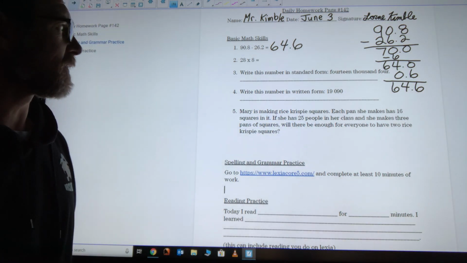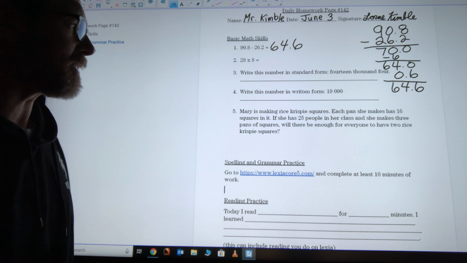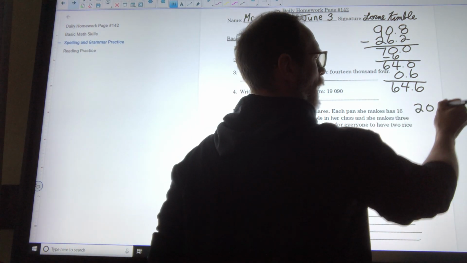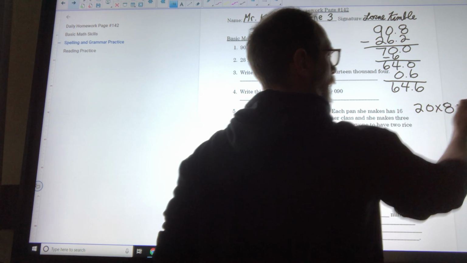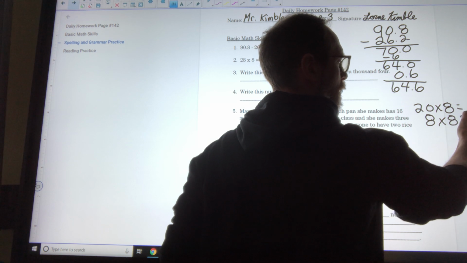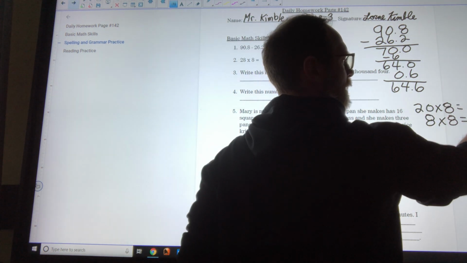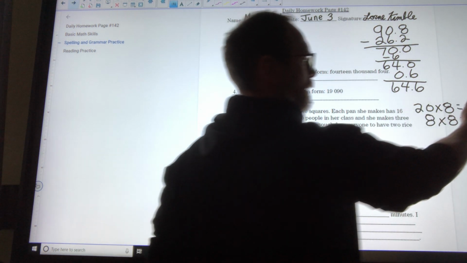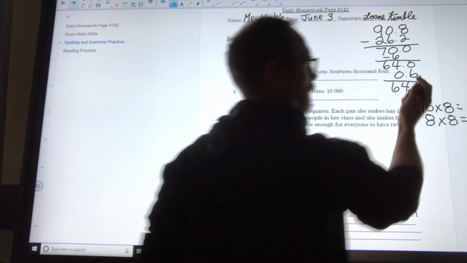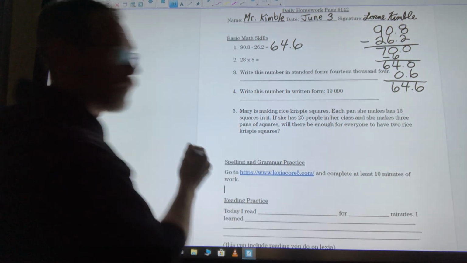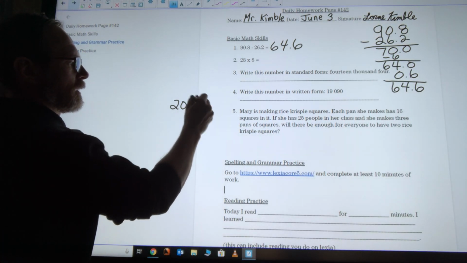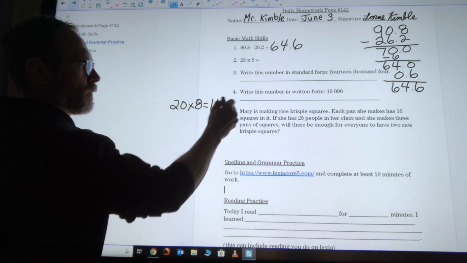Number 2 is 28 times 8. Tricky question. So I'm going to divide it up into 20 times 8 and 8 times 8. I know 2 times 8 is 16, so 20 times 8 would be 160. Sorry, I'm getting off the page there. Let me work it over here where you can see it a little better. 20 times 8 is 160.